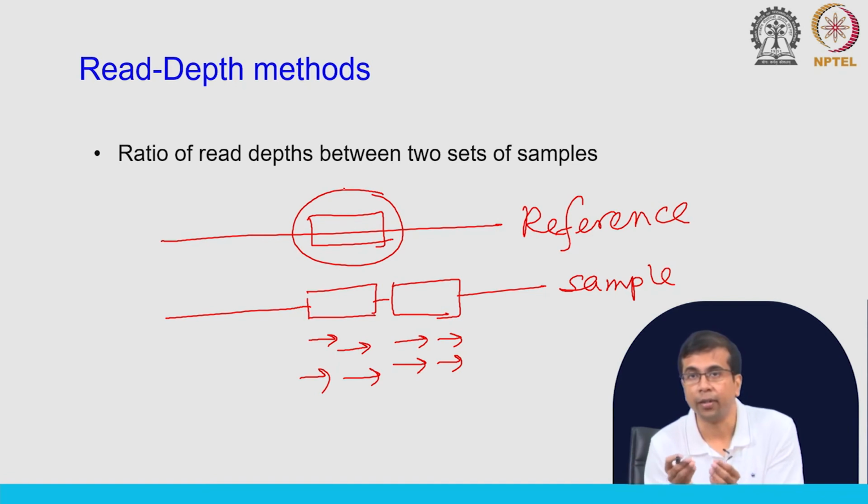In case of deletion or decrease in copy number, you will see a reduction in read depth because you will have lost some regions. So, maybe there are two copies of a region in the reference and one copy is lost, then you will see a reduction in depth.